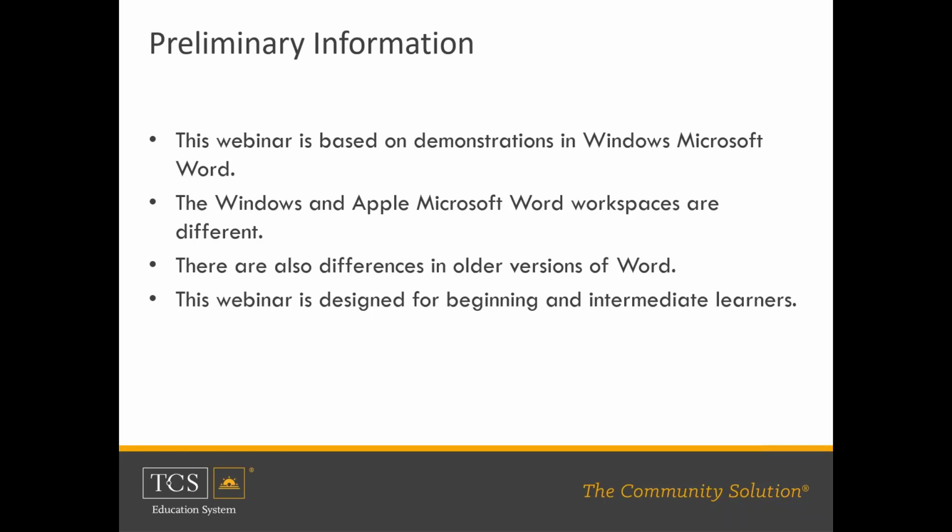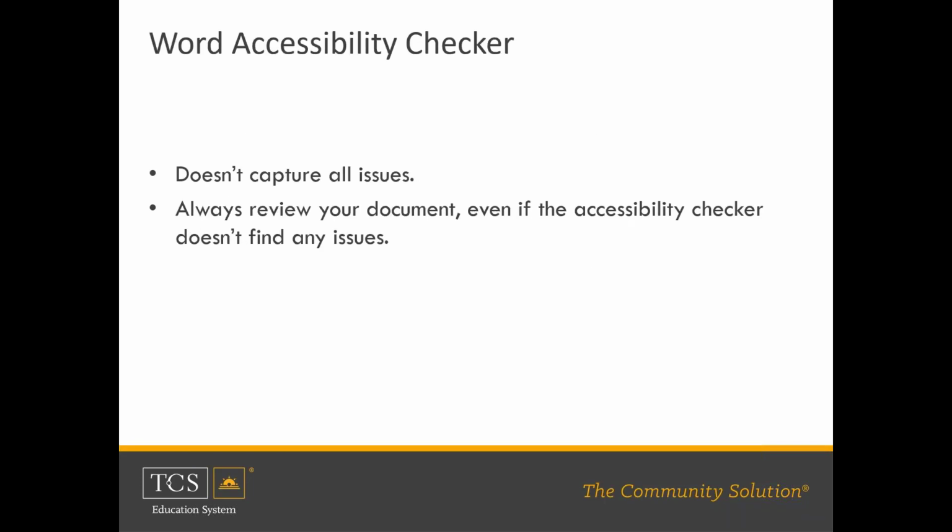Okay, so let's dive into Microsoft Word. So the great news is that Word has a built-in accessibility checker, and it's a great start. It's wonderful. However, it's not perfect, and it won't capture all of the accessibility issues in your document. And we'll go over that in more detail. So with that said, you should always review your document, even if the accessibility checker doesn't find any issues. So I'm going to go ahead and demonstrate how to use the accessibility checker in Word.